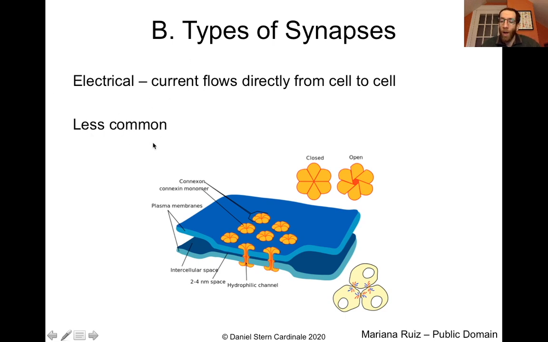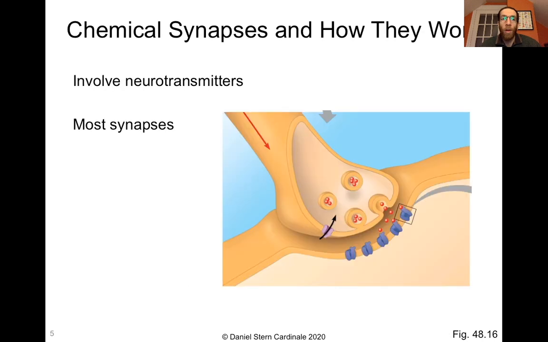For the rest of today, we are going to talk about chemical synapses. And right now, we'll cover what they are and how they work. Unlike electrical synapses, chemical synapses have a step that involves chemical transmission outside of the cytoplasm. And those chemical transmitters are called neurotransmitters. And we can see those right here. The little red dots are the neurotransmitters. Most synapses in the body are chemical synapses.